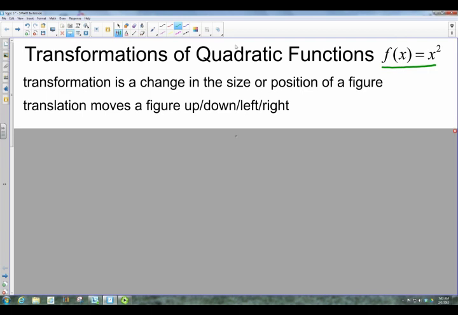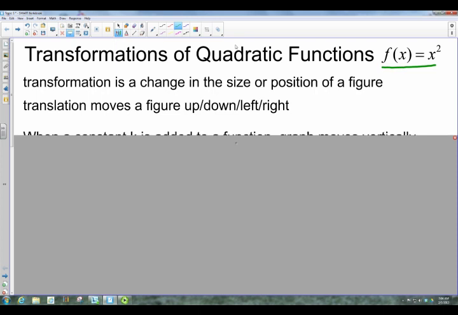A translation is when you just move a figure up, down, left, or right. So when you hear those words, kind of understand what they're talking about. Transformation is any direction, or making it bigger, or reflecting it, or making it smaller. Translation is just up, down, left, and right.